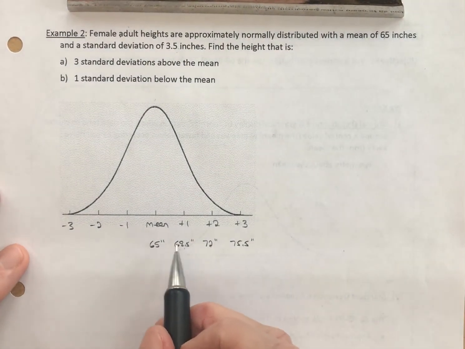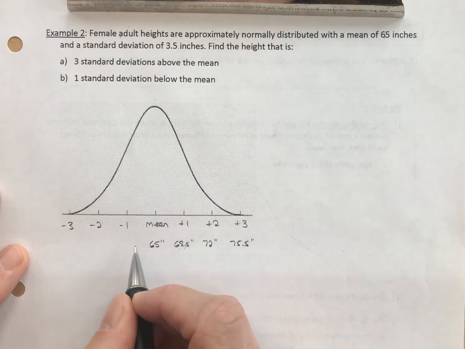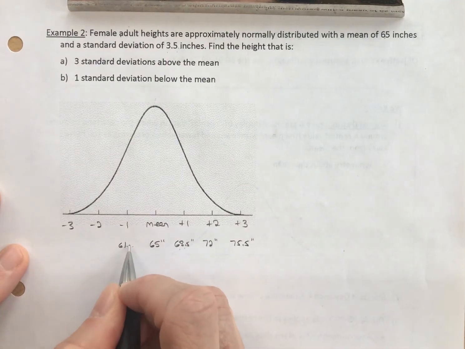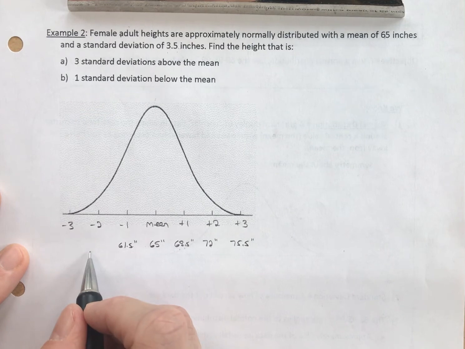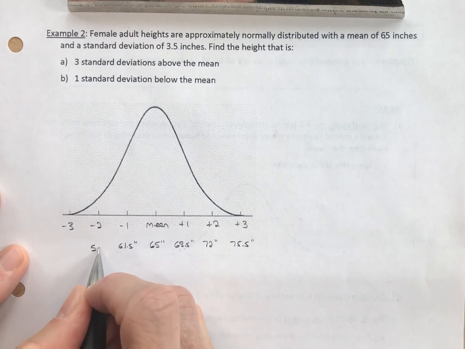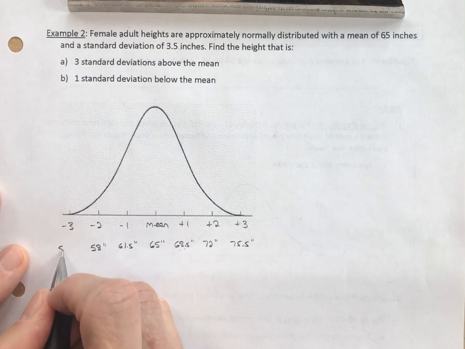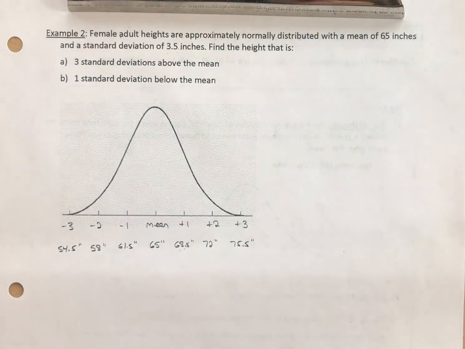Let's do it in the shorter direction. 65, take away 1 standard deviation of 3.5 is 61.5 inches. Take away another standard deviation of 3.5 and we're at 58 inches. And then take away a third standard deviation of 3.5 and we're at 54.5 inches.